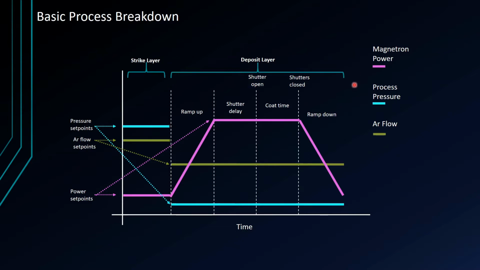Then we would enter our deposition layer, and in the deposition layer we would immediately drop our flow rate and our process pressure, then we would gradually ramp the power up on the gun. At this point, we would begin what would be called our shutter delay phase. After that's over, we would open our shutter, leave the shutter open for whatever the designated coating time is, then close the shutter and ramp the power down. Once the power is ramped all the way down, we can turn the gun off, and that's the end of the process.